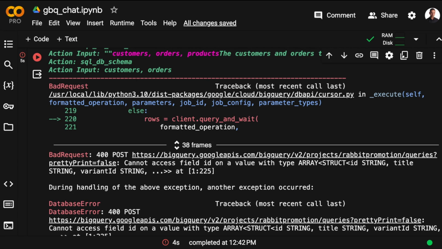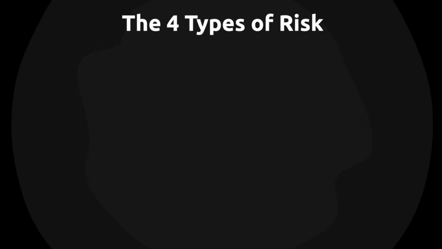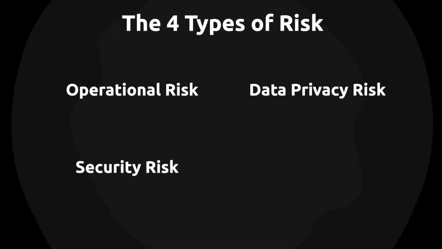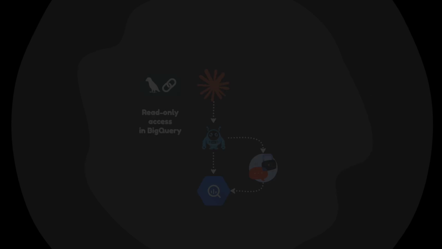But before I go into how we can achieve that, I want to briefly talk about how to manage the risks associated with having an LLM access your SQL database. So broadly speaking, you're going to be facing 4 types of risk. You'll have operational risk, you'll have data privacy risk, you will have security risk, and with a database service like BigQuery, you're going to have financial risk.